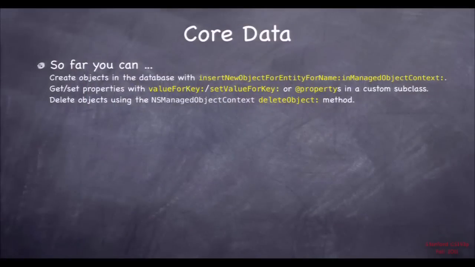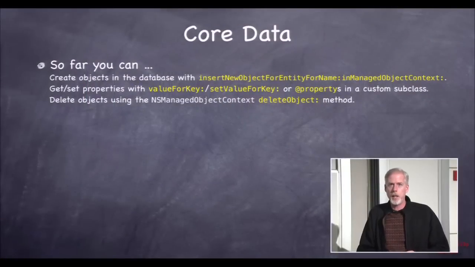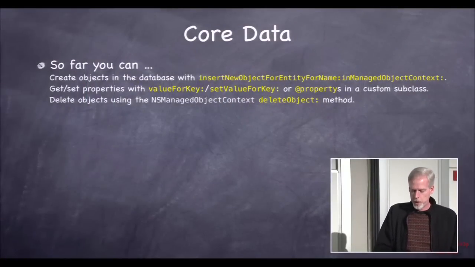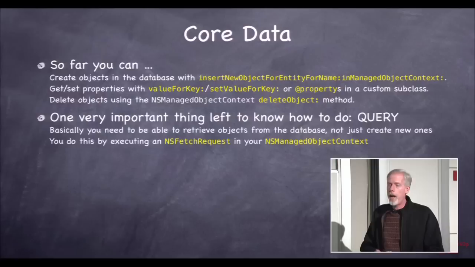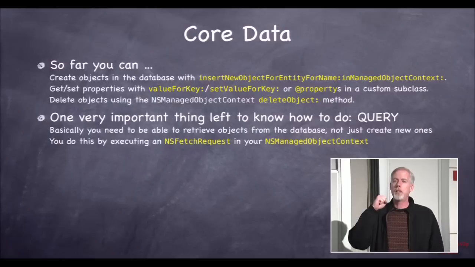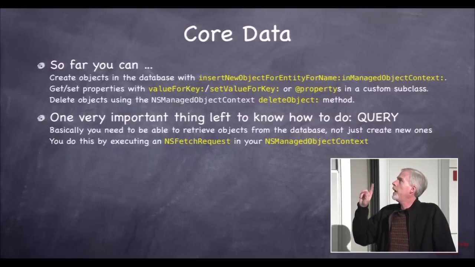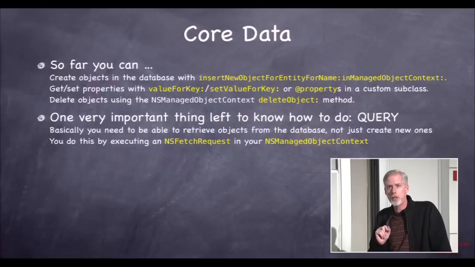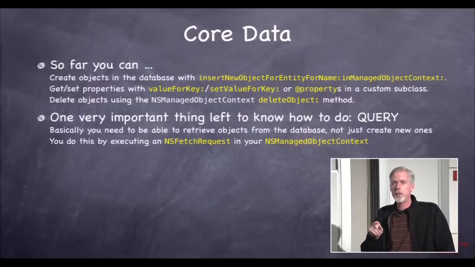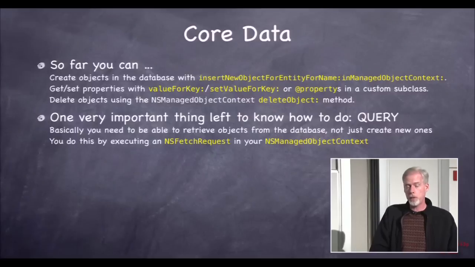All right. So you can insert things, you can get the values of the properties, you can delete things. What else do you want to do with a managed object context? Well, the last and most important thing is query. You need to be able to pick objects out of the database. So how do you do this? You do this by creating and executing an NSFetchRequest object. You create one, then you ask the managed object context to execute that fetch for you.